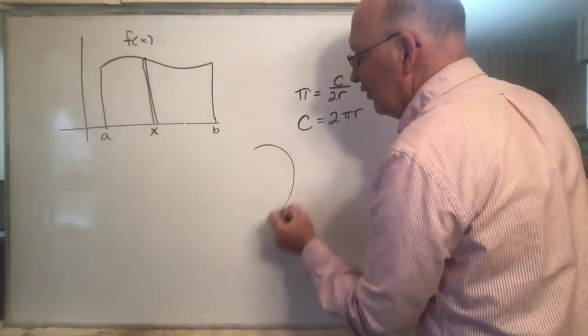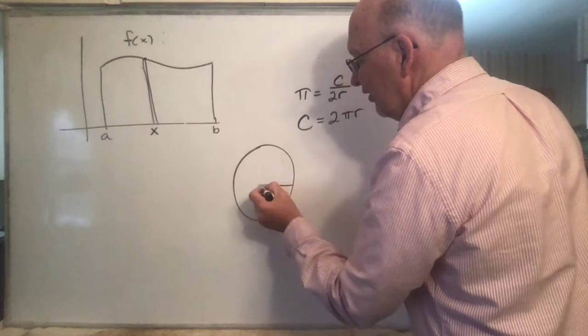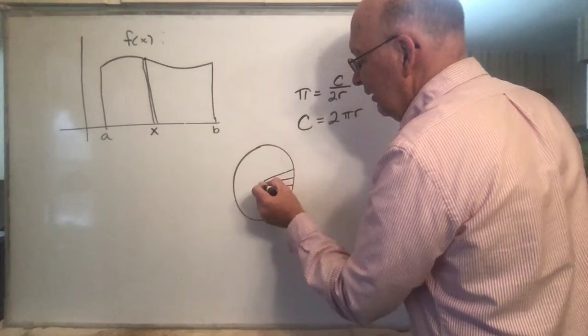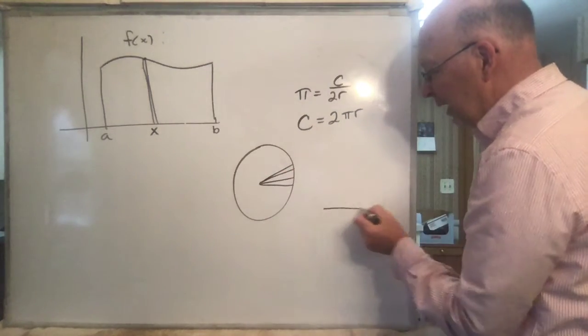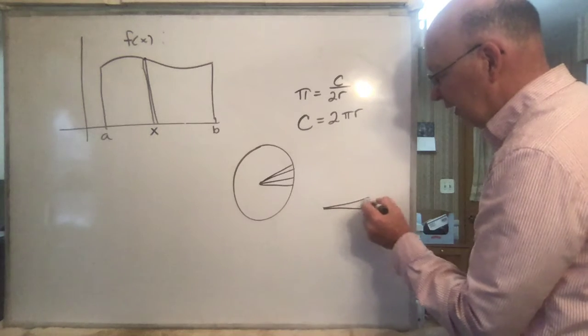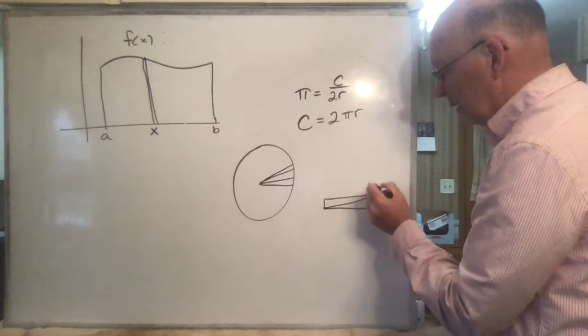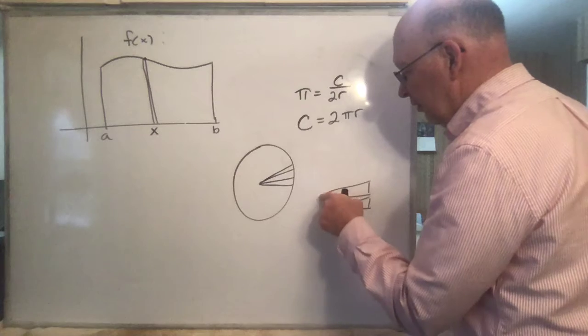So now if you have a circle and you take it and you slice it up into all these tiny little slices and pile them on top of each other, let's see what we get. Whoops.